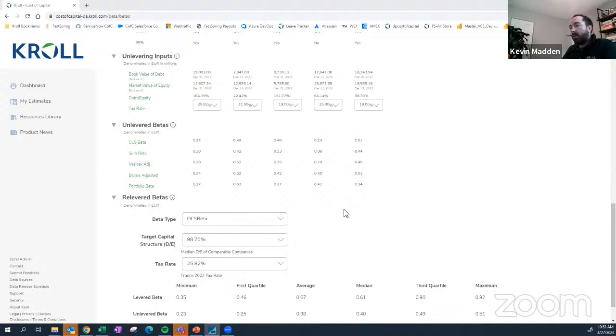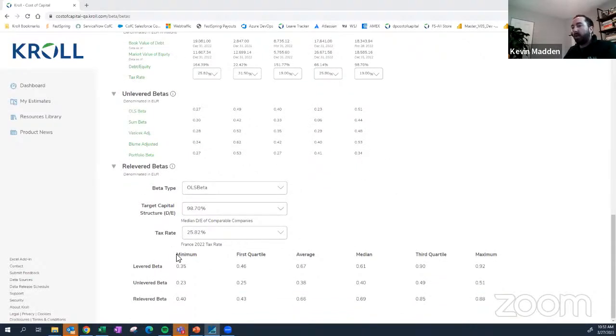In the case study, we use the median debt to equity for our comp group, or we can go ahead and type in our own custom capital structure based off of our subject company's capital structure. And then the tax rate, again, our subject company is in France, where we've used the Tax Foundation's tax rate, or you can type in your own custom tax rate, and we can see the progression.